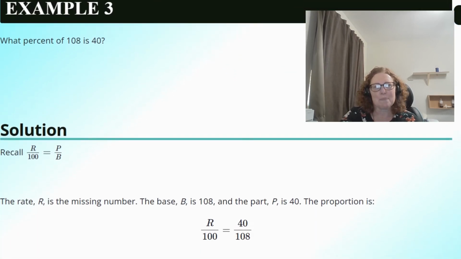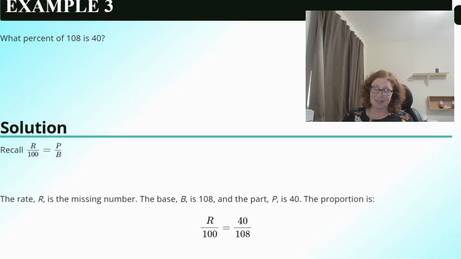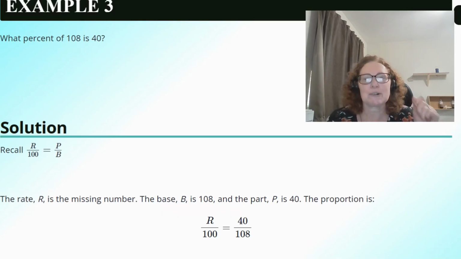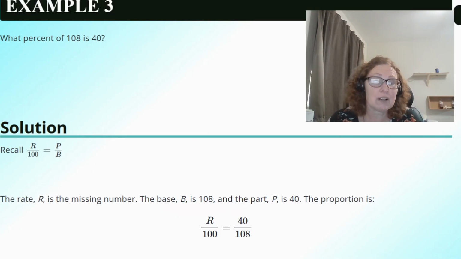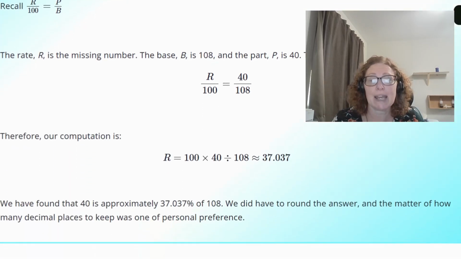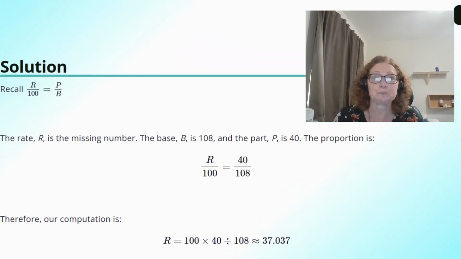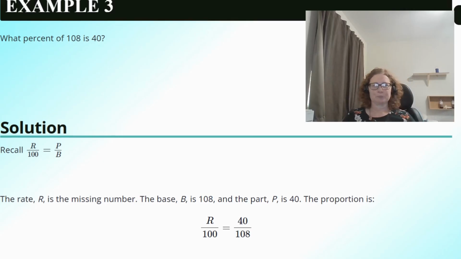Then, what percent of 108 is 40? Again, we can set it up: R over 100 is equal to P over B. We don't know the percent, right? What percent? That's always the rate. The percent is always the rate. So we're solving for R. We're saying 100 times 40, and then divided by 108. And we're going to get 37.037.